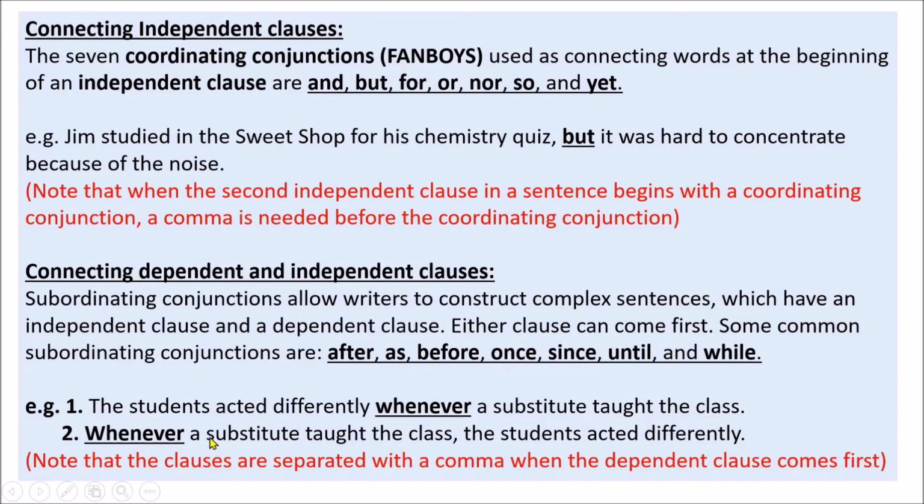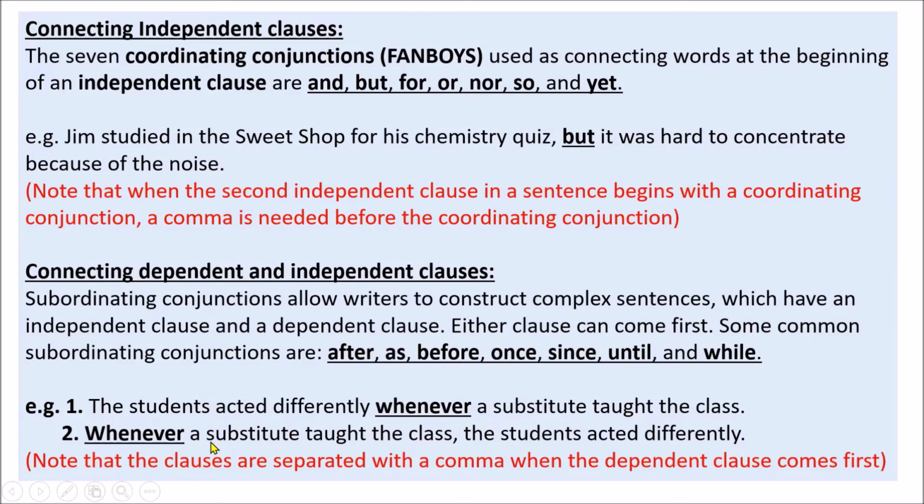Here, when I take an example, it will be easy for you to understand how to put a comma and how we are using a dependent and an independent clause in a sentence. So you can see the example I have taken. The students acted differently whenever a substitute taught in the class. The students acted differently is the independent clause, and whenever a substitute taught in the class starts with whenever, so this is the dependent clause.